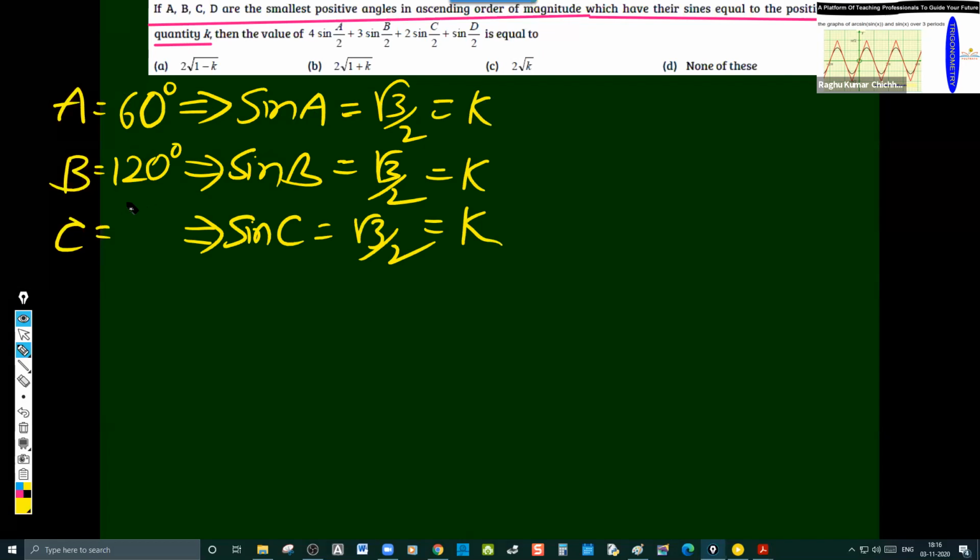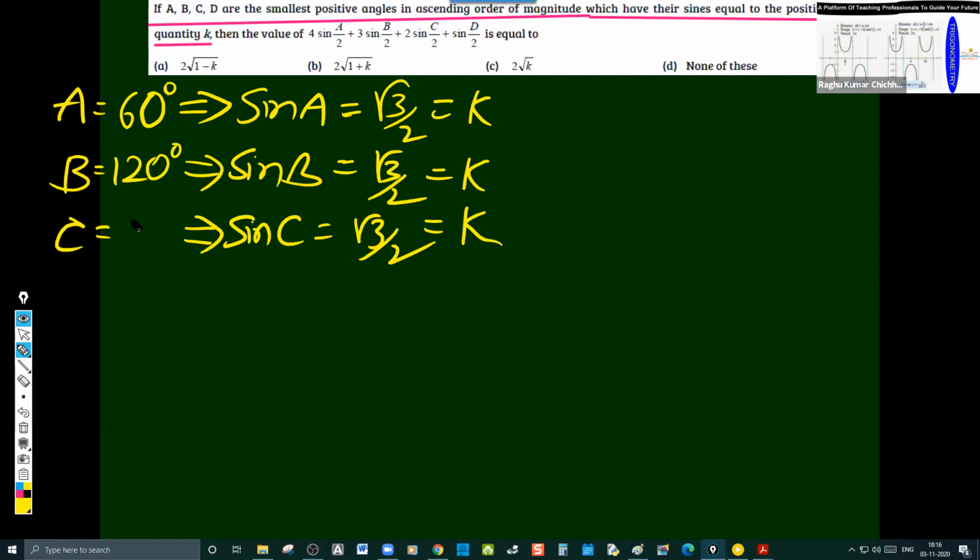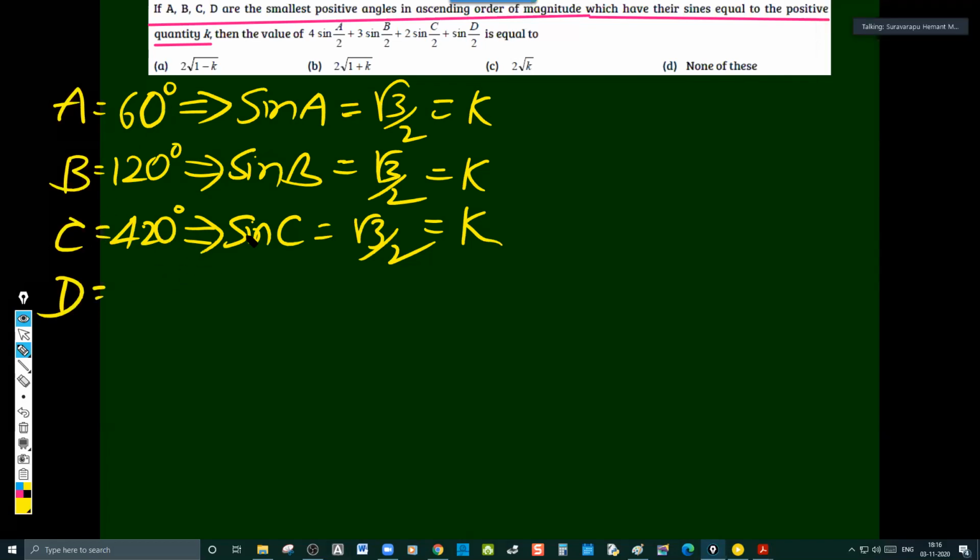Now tell me, in the second cycle, the first cycle being finished from 0 to 360, the second cycle starts from 360. What should be the angle C? 420. Very good. How? 360 plus 60. Now D, I need not say. 480.